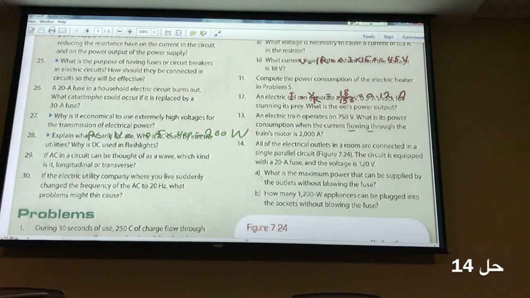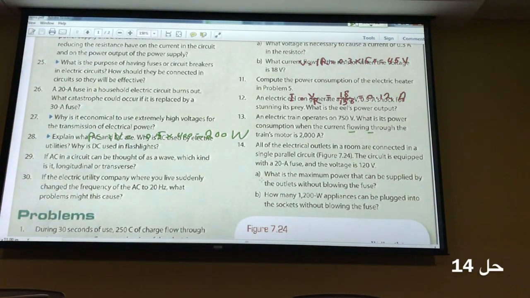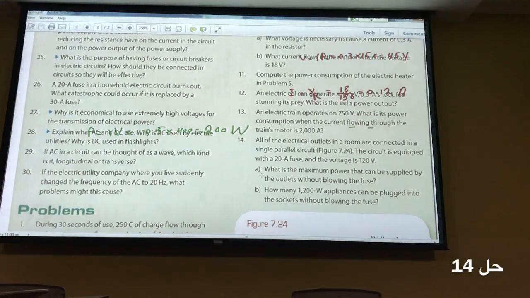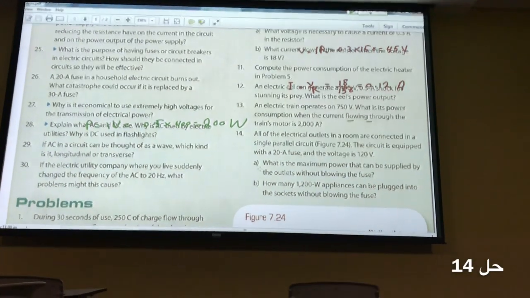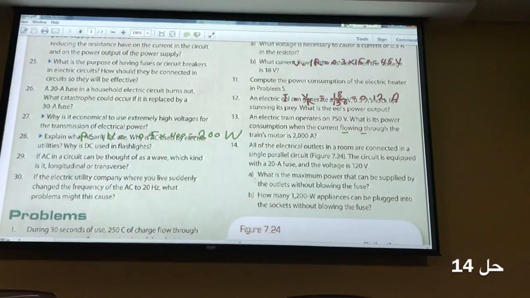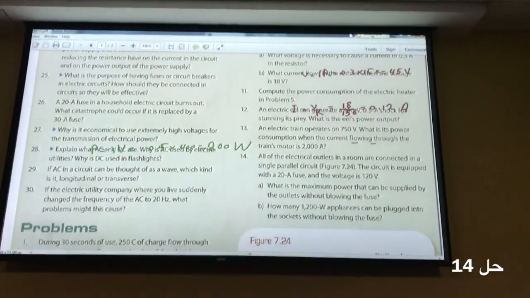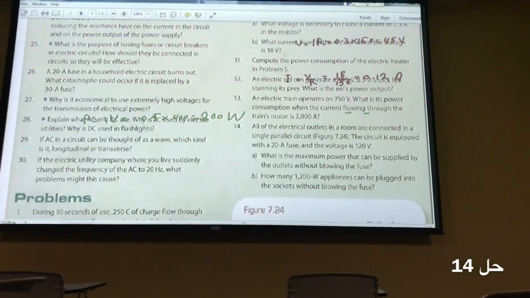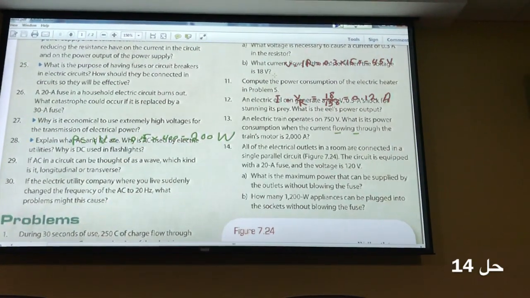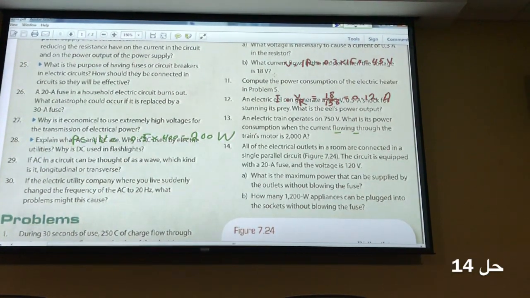Number 14. Electrical outlets in the room are connected in a single parallel circuit with a 20 ampere fuse. The voltage is 120 volts. What is the maximum power that can be supplied by the outlet without blowing the fuse? B, how many 1200 watt appliances can be plugged into the sockets without blowing the fuse?